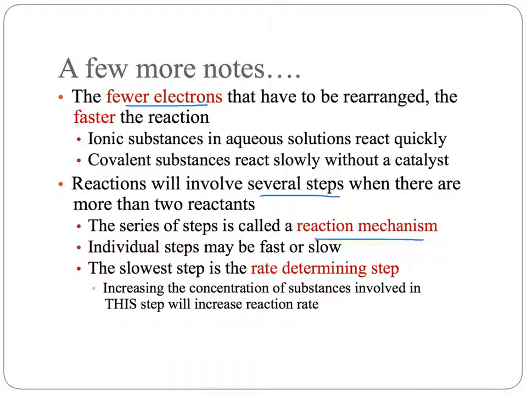The individual steps within the reaction mechanism might be fast or slow, and whatever is slowest becomes known as the rate determining step. It's like the weakest link. The slowest step is going to determine the final reaction rate, and so it's increasing the concentration of substances involved in this step that will increase the reaction rate. If you change the concentration of the substances involved in a fast step, but you don't do anything about the stuff involved in the slow step, it's not going to change the overall reaction.